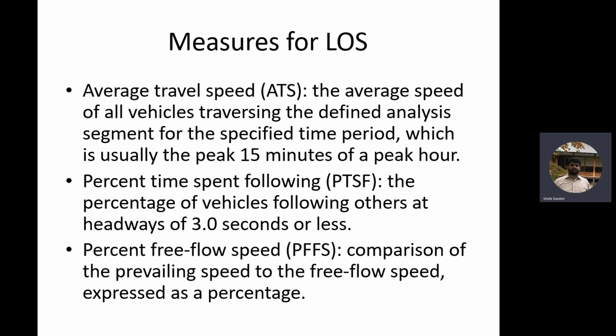Got it? The last one, percent free flow speed. We know free flow speed, and we know one more speed which is given here: average travel speed. Which one will be higher? Free flow speed will be higher, right? So percent free flow speed is the ratio of ATS upon FFS, travel speed upon free flow speed.